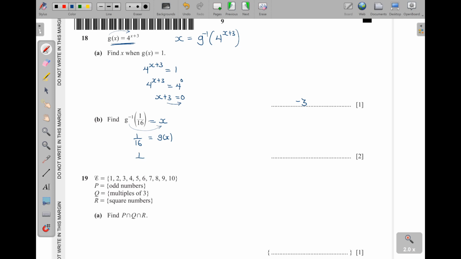So meaning we shall have 1 over 4 squared. Then g of x is 4 power x plus 3. Then this will be 4 power negative 2, which is equal to 4 power x plus 3. Then we equate the powers. Negative 2 is equal to x plus 3. And then bring this one this side. It will be a minus, so x becomes negative 5.